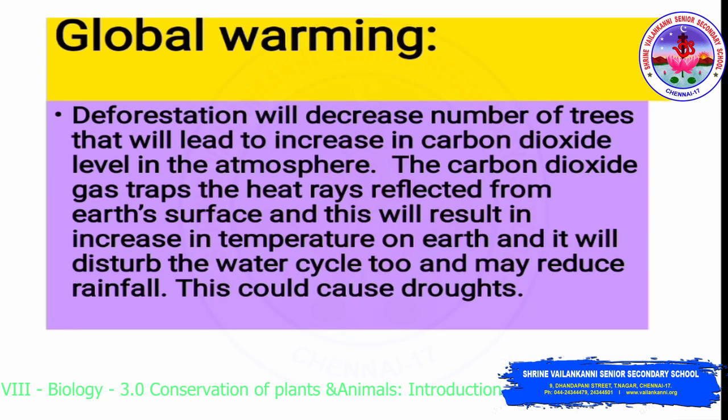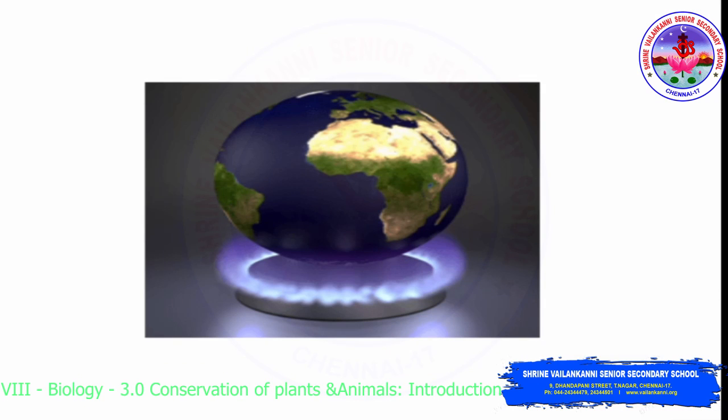Global warming is another consequence. Deforestation will decrease the number of trees, which will lead to an increase in carbon dioxide level in the atmosphere. The carbon dioxide gas traps the heat rays reflected from Earth's surface, and this will result in an increase in temperature on Earth, and it will disturb the water cycle too and may reduce the rainfall. This could cause drought. So here you can see the global warming picture.